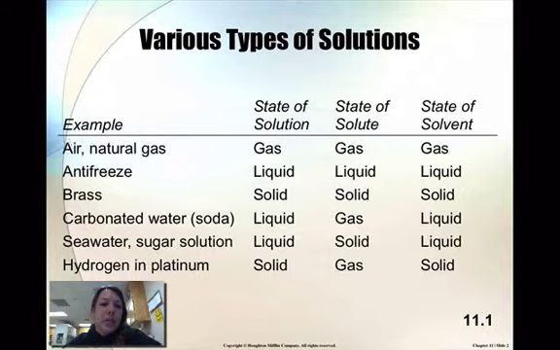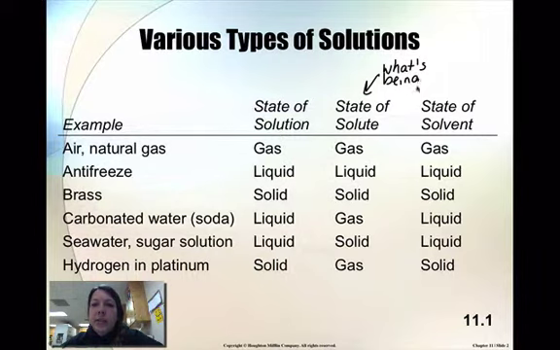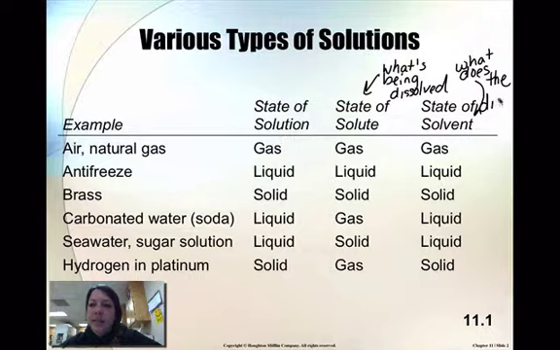Here it gives you a bunch of different examples, so air and natural gas. The state of the solution is a gas, the solute is a gas, the solvent is a gas. Important vocab that you need to remember, the solute is what's being dissolved, and it's usually the thing that's in the smaller quantity. So what's being dissolved is the solute. The solvent is what does the dissolving. I'm going to run out of room. What does the dissolving? And you can finish writing out that word.